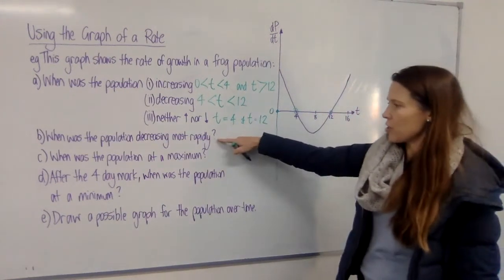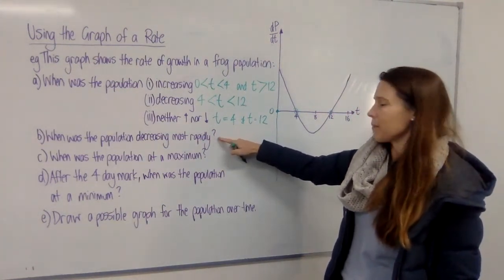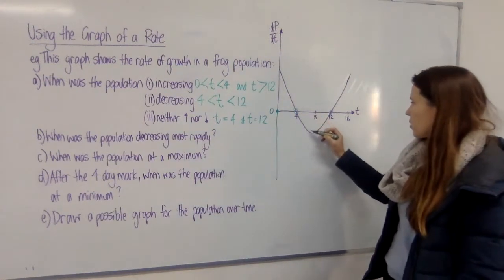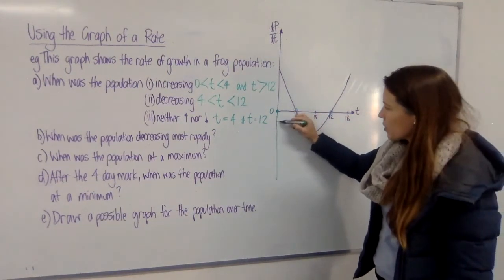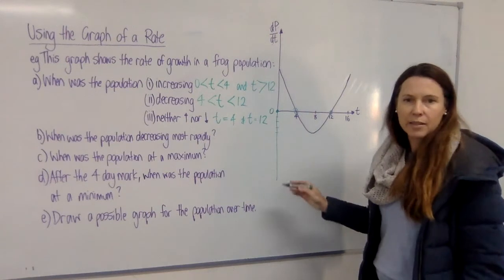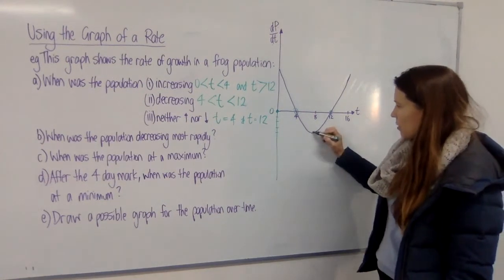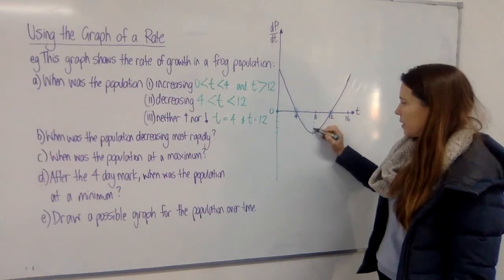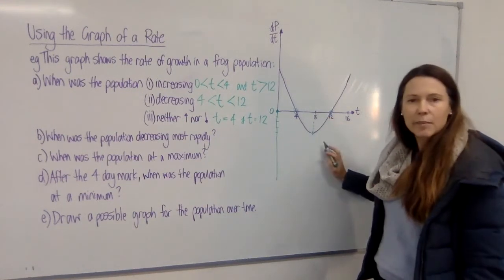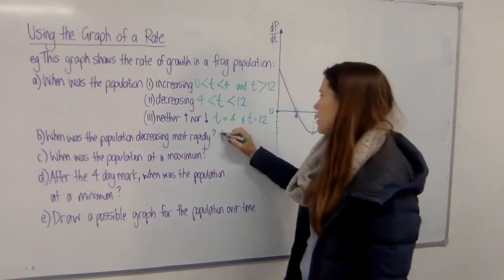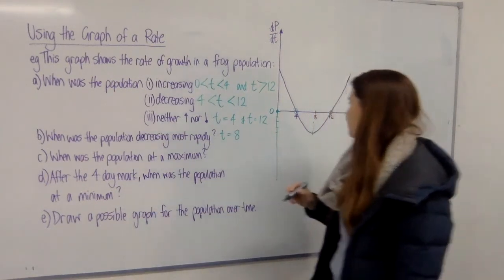When was the population decreasing most rapidly? Well, we know it's decreasing for this whole time, and the numbers that would be on this vertical axis tell us what the rate of decrease really is. So it's at its biggest time of decrease right here at this stationary point, and that seems to line up with a time of 8 days.